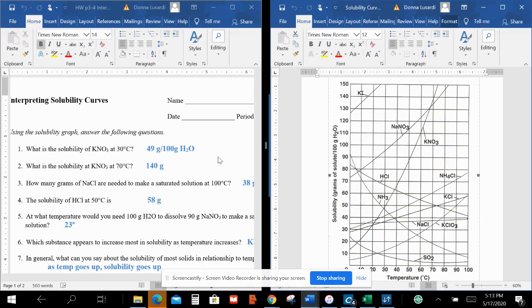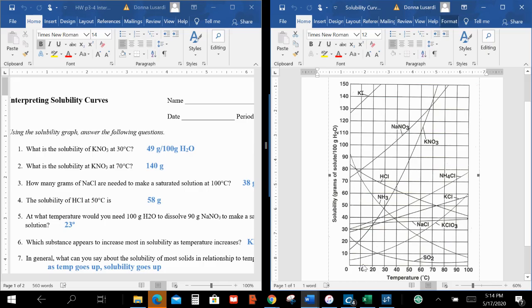All right, folks, in this video, I'm going to go over the answer key to Solutions 5, Interpreting Solubility Curves. On the left side of the screen here, I have the homework, and on the right side, I am showing the solubility curve. Remember that when I give a number, you can be plus or minus 2 from where I am and still be considered correct.